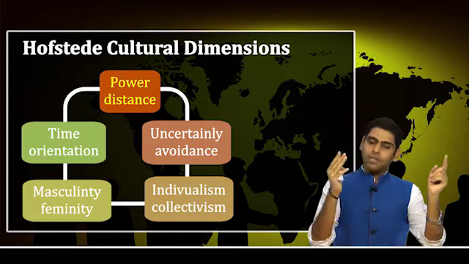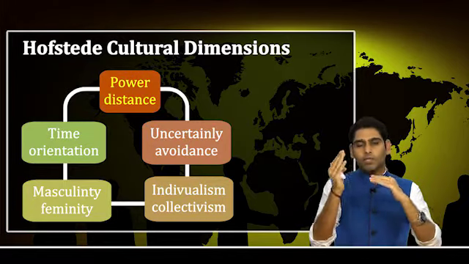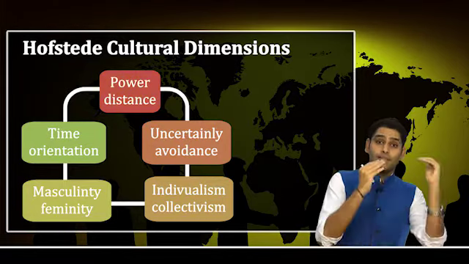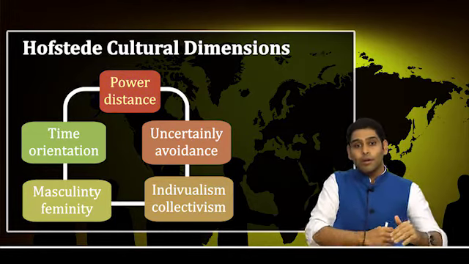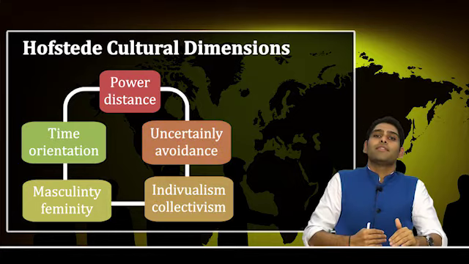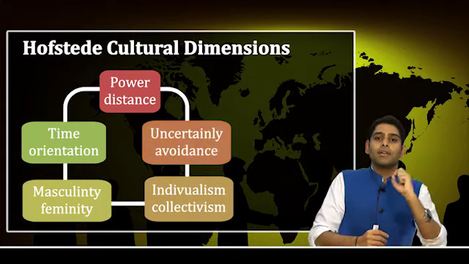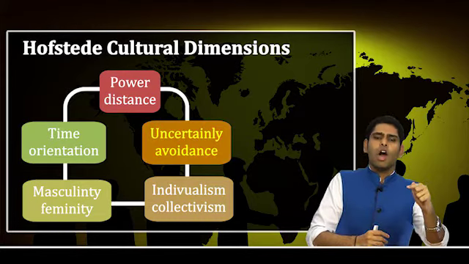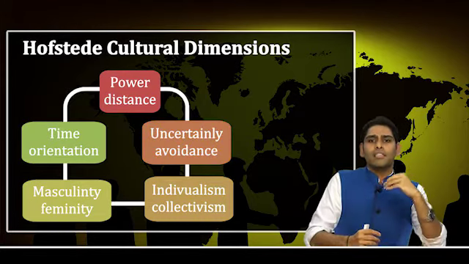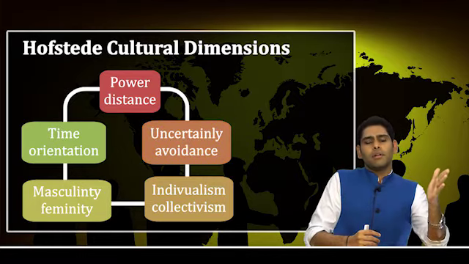The UK is more relaxed, you can tell what you feel and there's not much power distance, whereas in Saudi Arabia there's a high power distance, in other words, high hierarchy. Moving to uncertainty avoidance. What is uncertainty avoidance? How much risk are you willing to take? How much uncertainty are you actually trying to avoid?